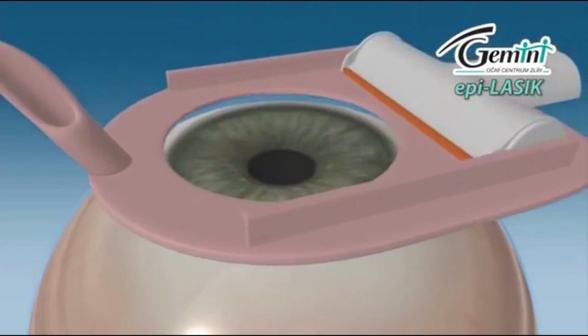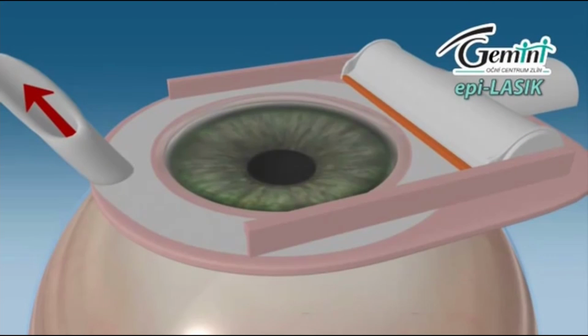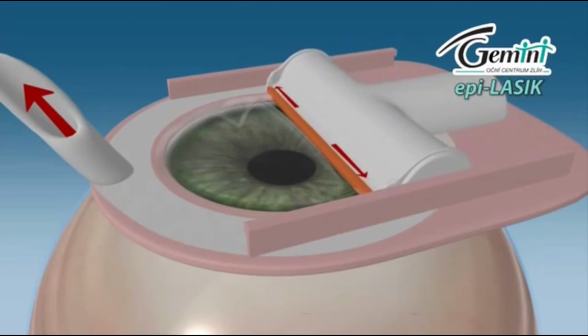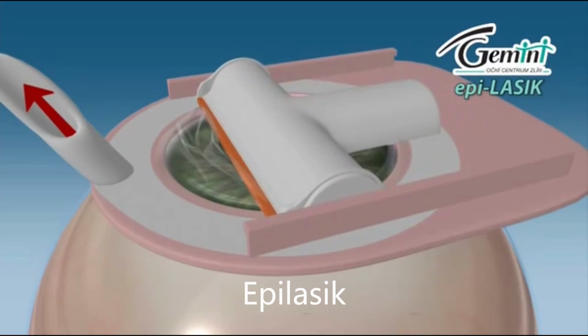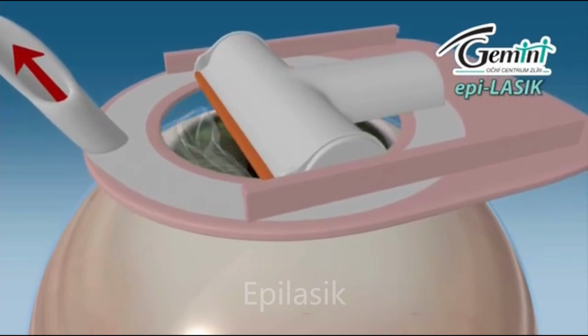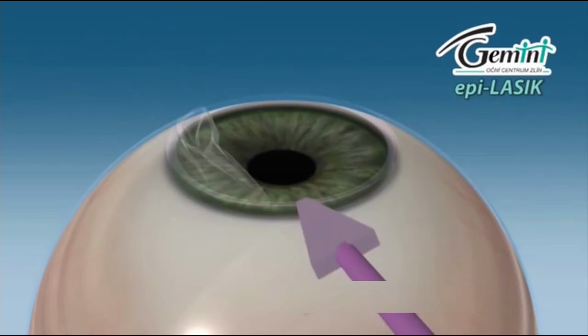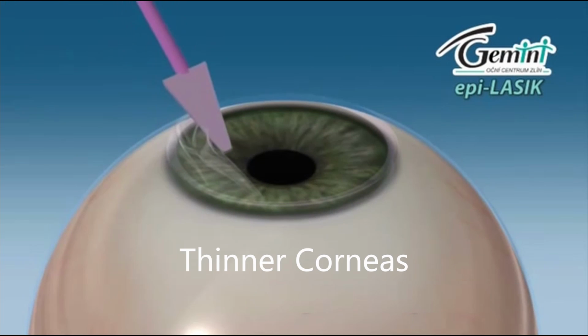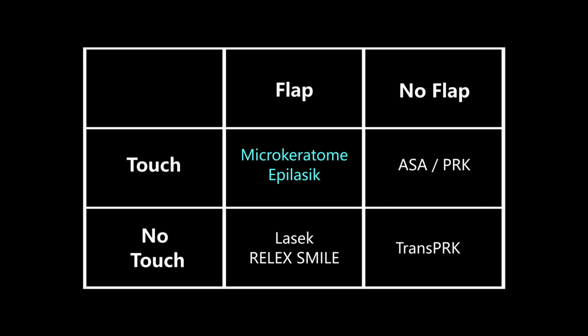Alternatively, a thin plastic blade, thinner than a microkeratome, can also be used. These types of surgeries are called epi-Lasik. Epi-Lasik surgery is suitable for patients with thinner corneas as less of the epithelium is cut. Those are the ways that a flap could be created, using the touch method.